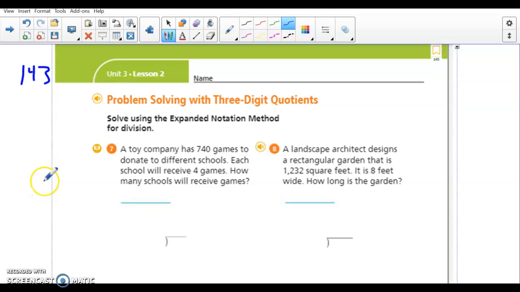A toy company has 740 games to donate to different schools. Each school will receive 4 games. How many schools will receive games? Okay. So we have 740 games, and they're going to give them to schools. But each school will get 4 of those games. So we want to know how many schools will receive games. So let's go ahead and solve that problem.